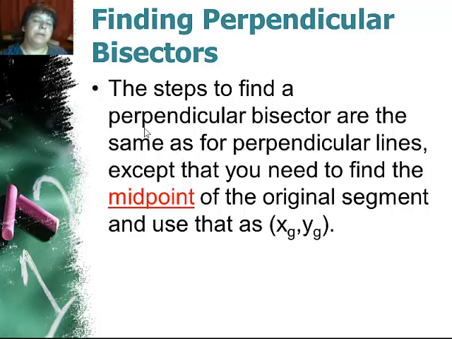Now, perpendicular bisectors are a special case. So you're given a segment and told, find the equation of the line that's a perpendicular bisector. You need to find the midpoint first. So you're going to need to find the midpoint, which is where this line is going through, and the slope of the original segment.